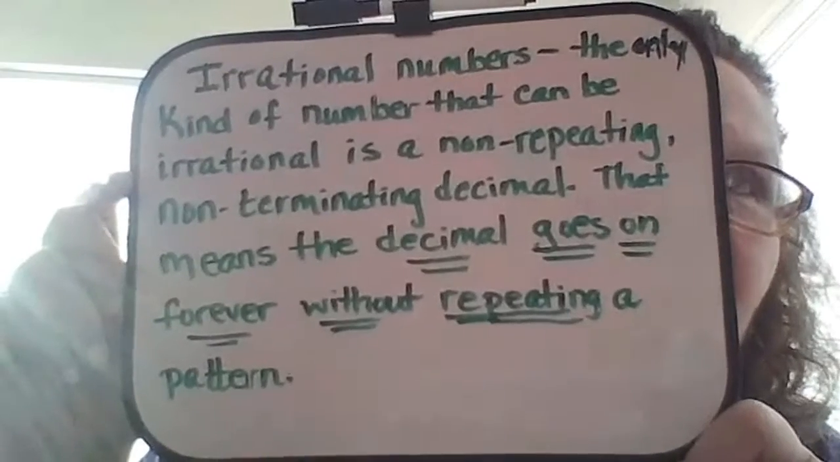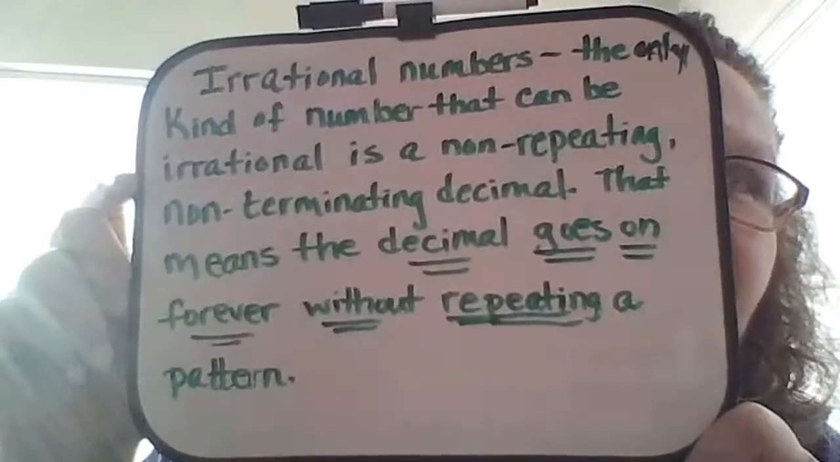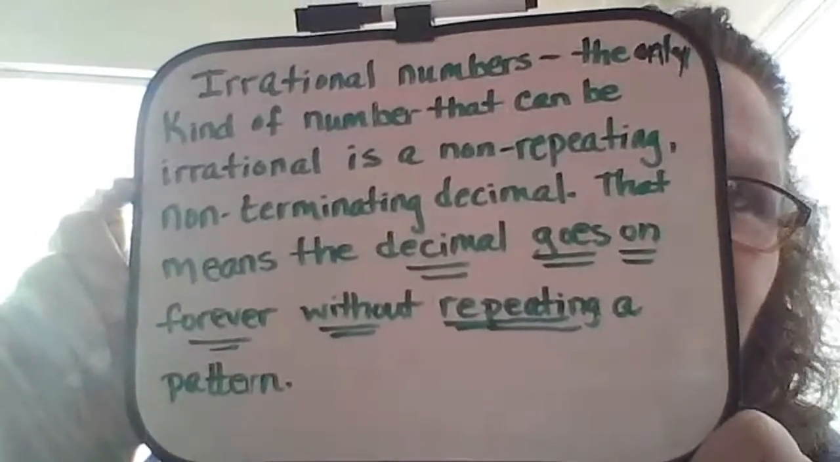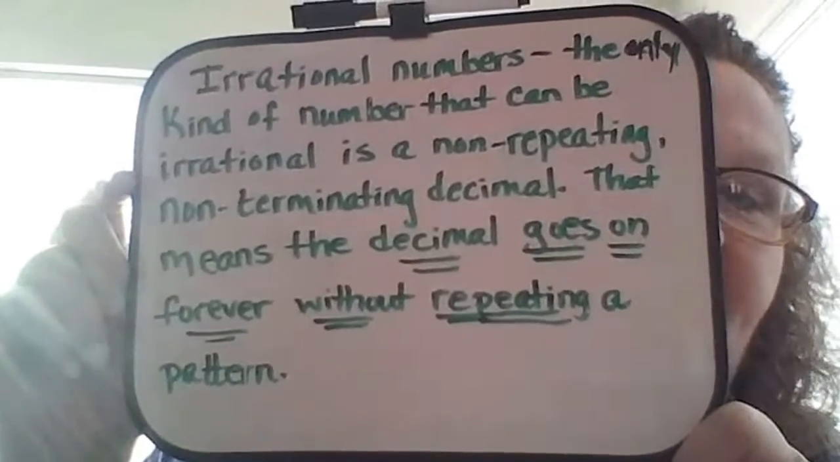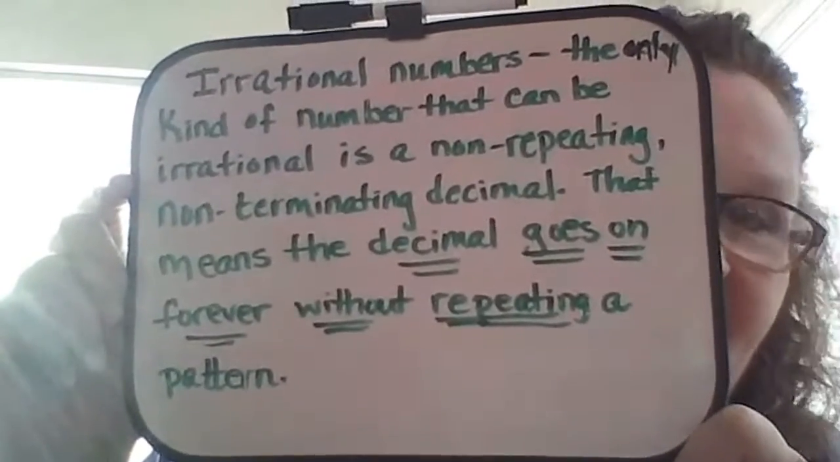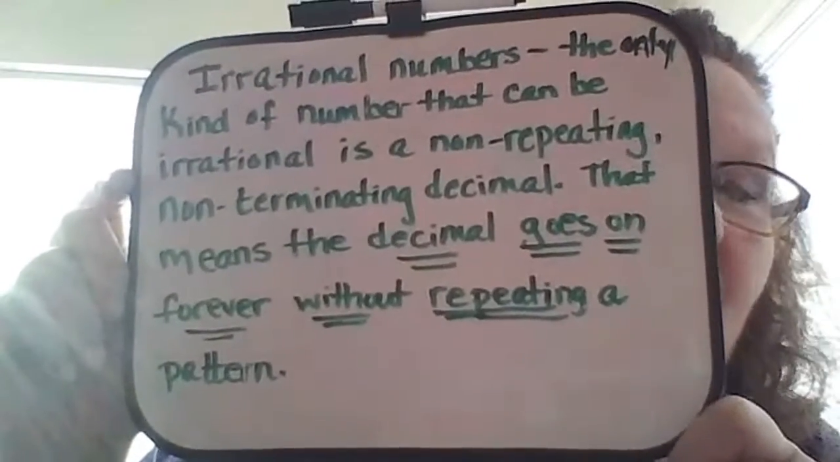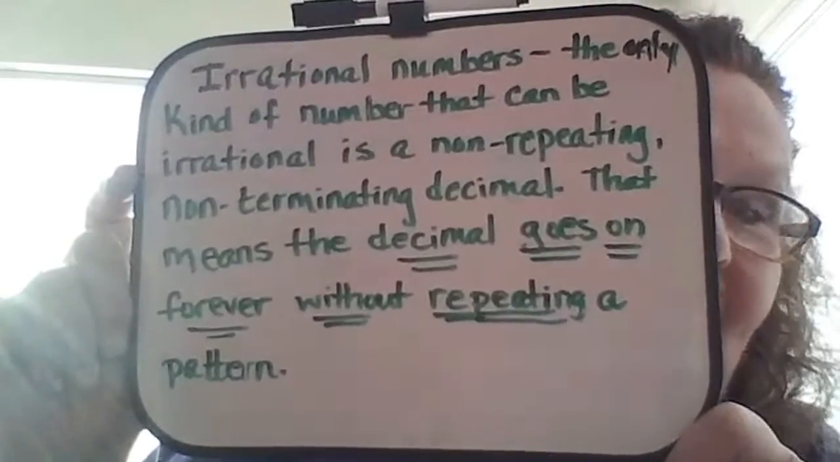Remember how I told you earlier, think of the two R's together. If it repeats, it's rational. So if it doesn't repeat and it goes on forever, that's irrational. That's the only thing that's going to be irrational.